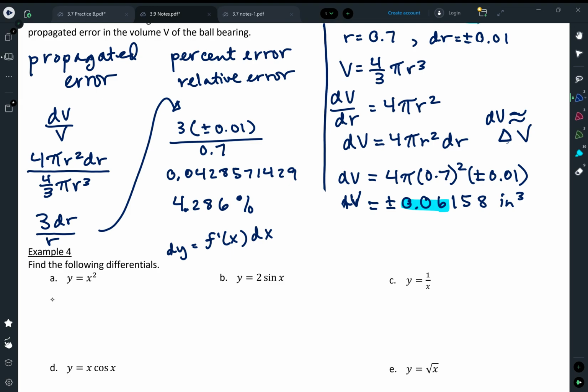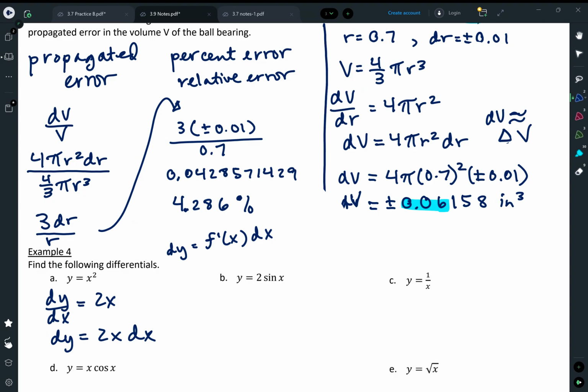So if I'm finding my derivative of y, that's going to be dy dx. Derivative of x squared is 2x. So this is my f prime of x part, and then again I want to essentially multiply the dx on both sides to shift it over and make dy equal 2x dx. So that's my differential for y.